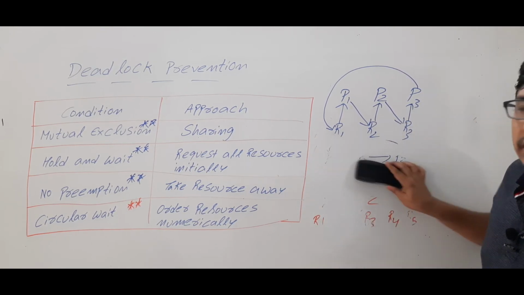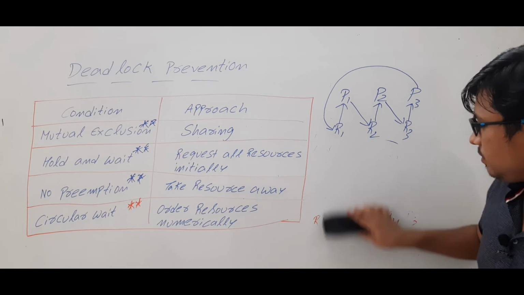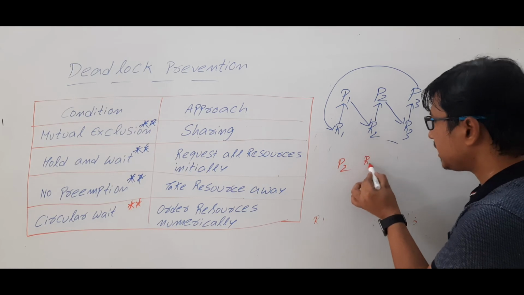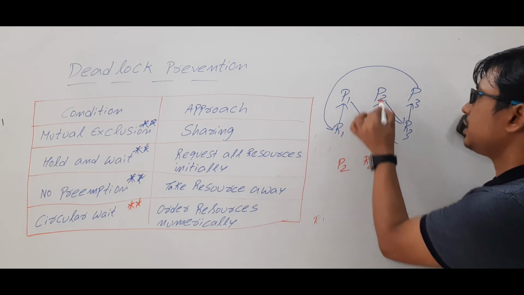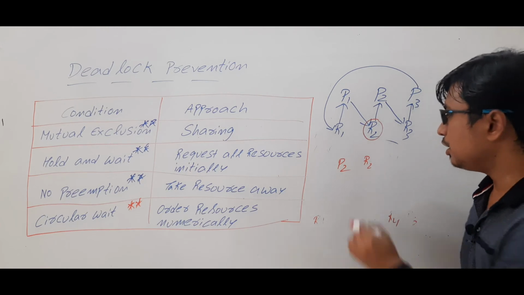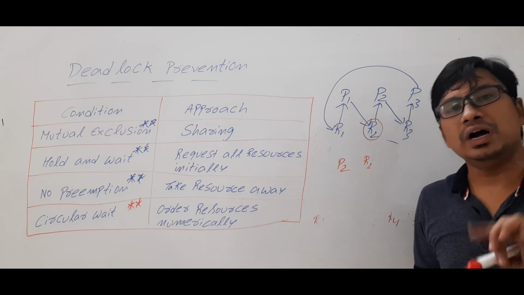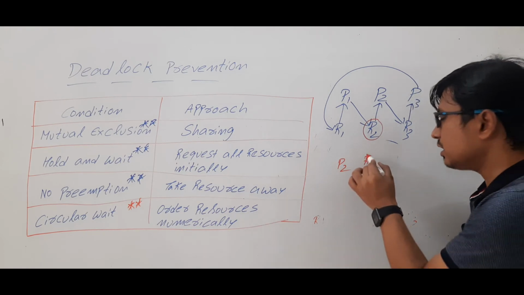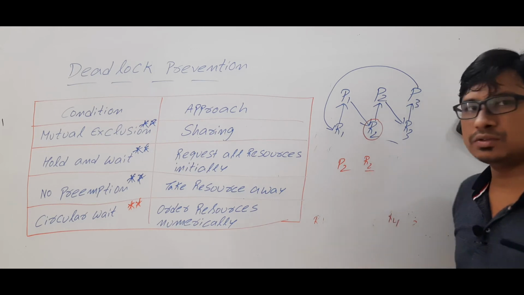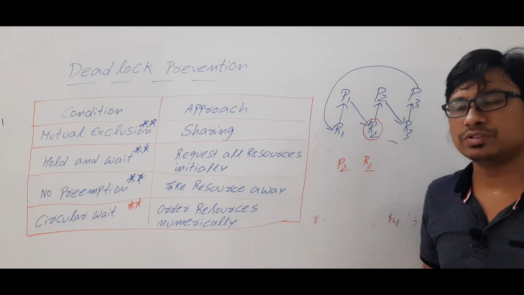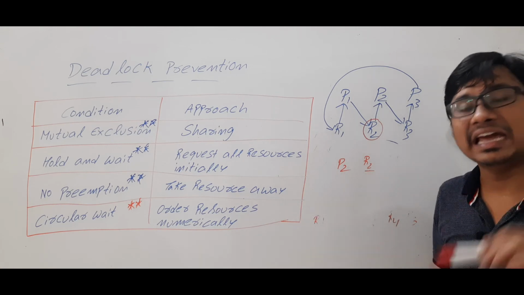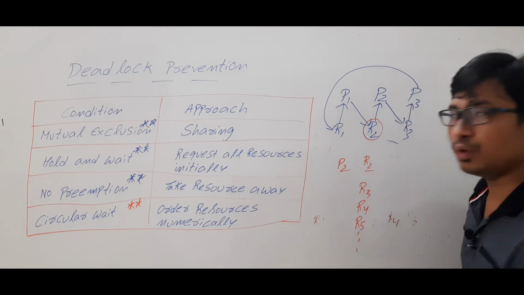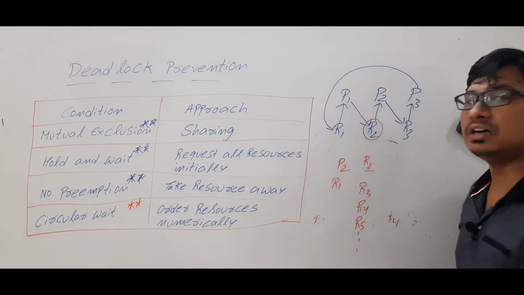And one more thing here: let's take that process P2 has the resource R2. Am I right? In this example, resource R2 has been allocated to process P2. Now, if process P2 wants another resource, that resource should be higher than the resource it currently has. Process P2 can request resource R3, resource R4, resource R5, and so on. However, it cannot request R1.